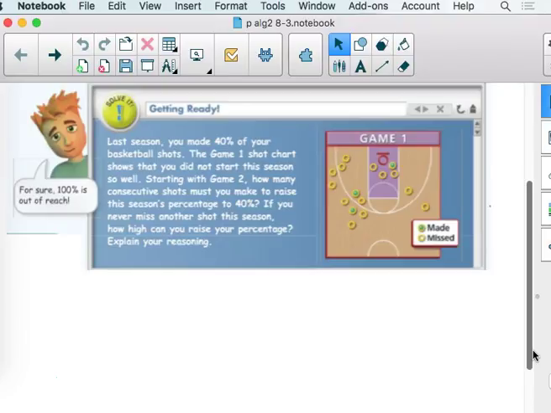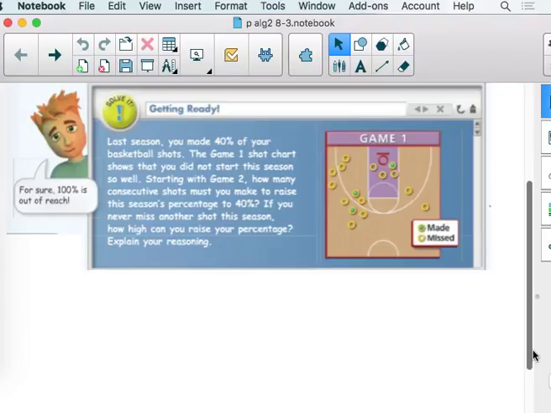This is where we have somebody that's having a rough start for the basketball season. Last season, you made 40% of your basketball shots. Probably not. The game one shot chart shows that you did not start the season so well. The little green ones are the ones that were made. There's only three of them on there that were made. So, you vow that starting game two, you will make every shot from here on out the rest of the season.